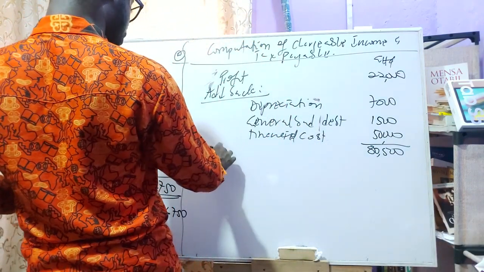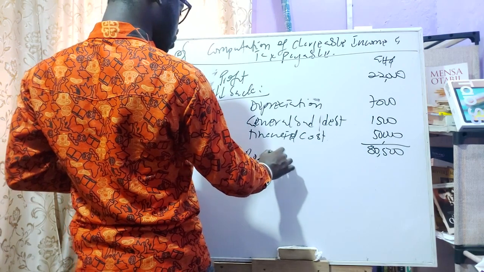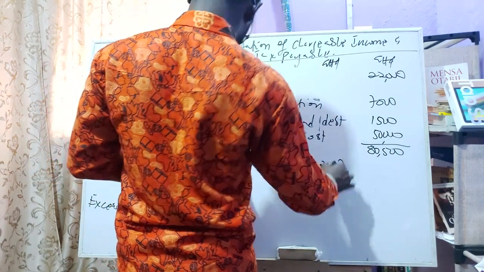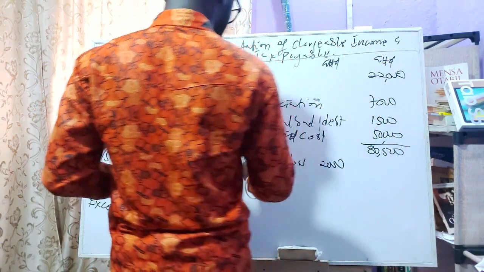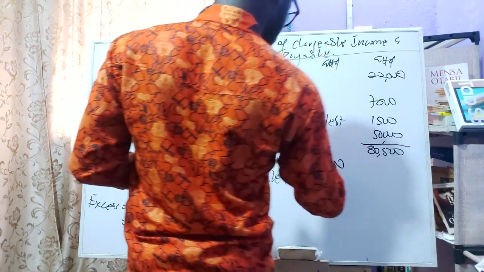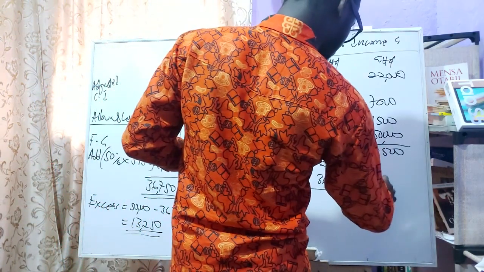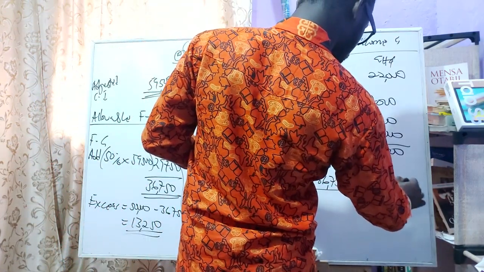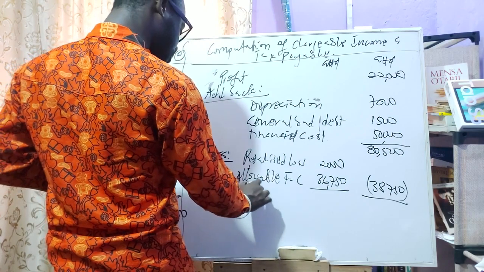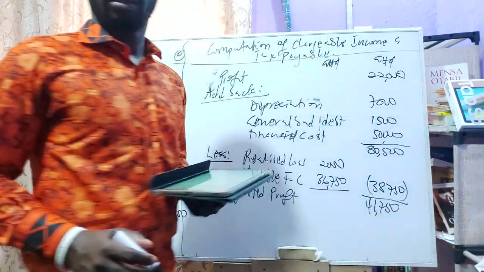Then we now less the realized loss, 2,000. Then we now bring the allowable finance cost, which is 36,750. That's what we less. Then we'll get 38,750 here. So we less that from the 80,500, and that is what we get as the adjusted profit. That's going to be 41,750. Does it make sense?